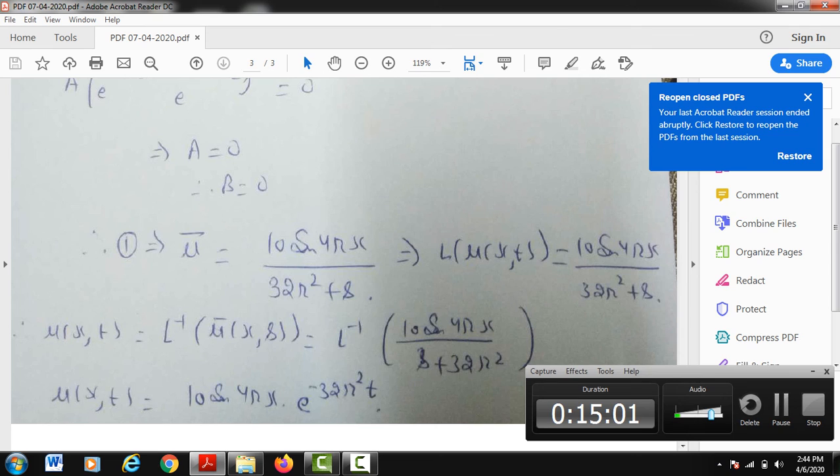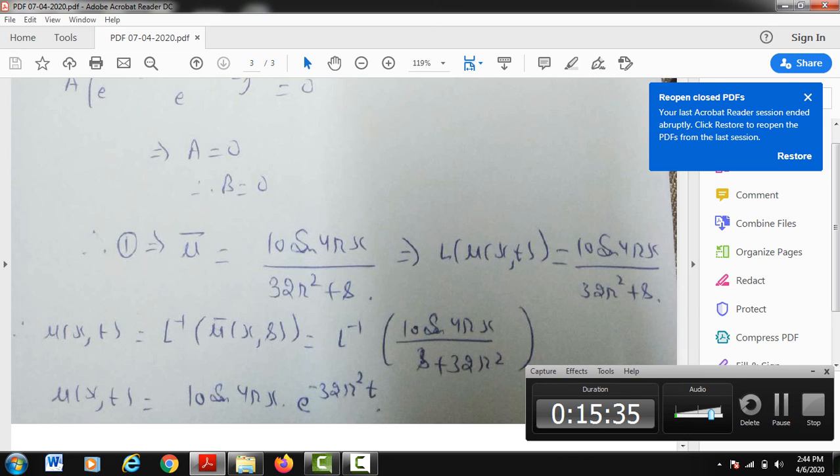So equation 1 will be u bar is 10 sine 4 pi x over 32 pi squared plus s. So what is u bar? It is the Laplace of u(x, t), that is 10 sine 4 pi x over 32 pi squared plus s. So u(x, t) is the inverse Laplace of 10 sine 4 pi x over s plus 32 pi squared. So 10 sine 4 pi x will come outside, and the inverse Laplace transform of 1 upon s plus 32 pi squared.